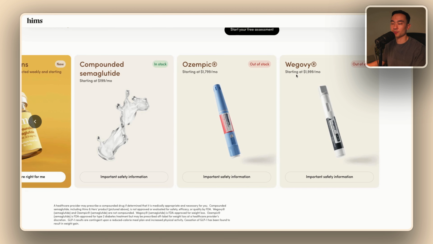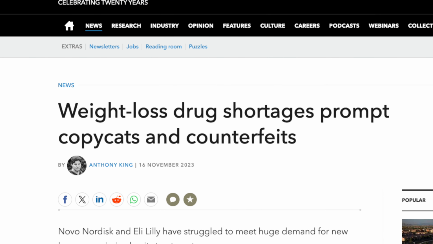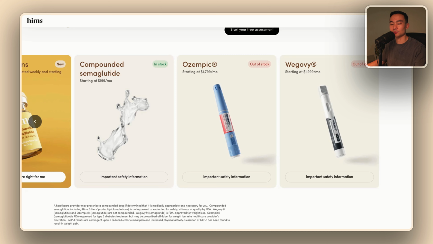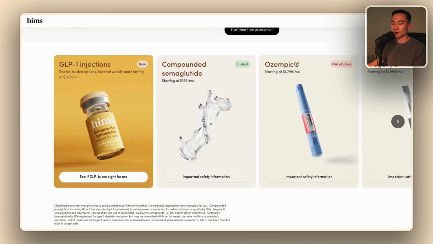However, due to supply shortages of these drugs, a bunch of smaller players have entered the market with copycat or compounded versions of these GLP-1 drugs at a fraction of the cost, while delivering pretty much the same level of efficacy as the branded medications that you can see right here. And so in the case of HIMS and HERS, they are offering compounded GLP-1 injections at just $199 per month, which is much more accessible and affordable for the general population.